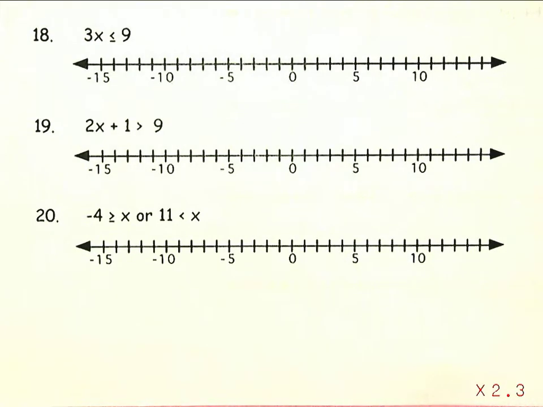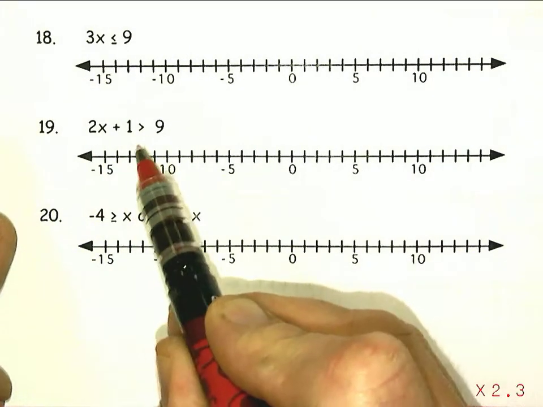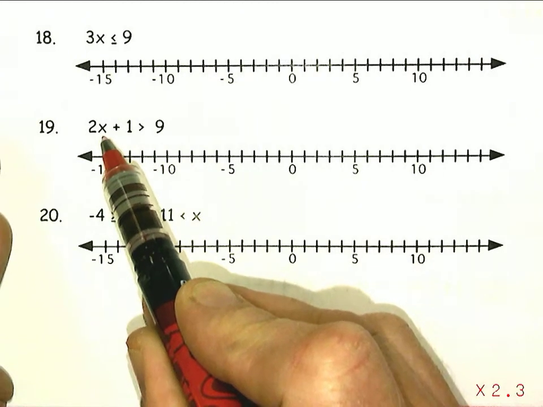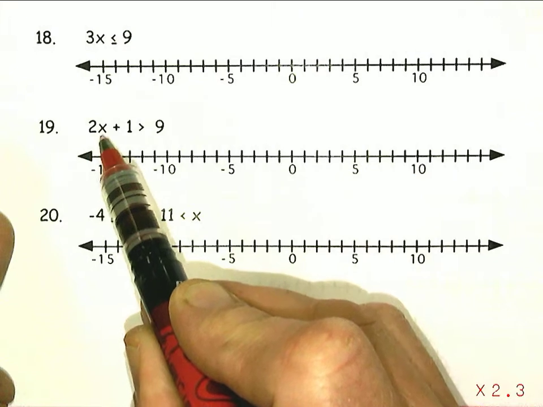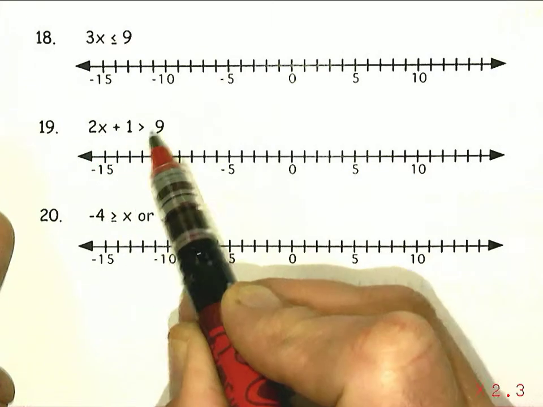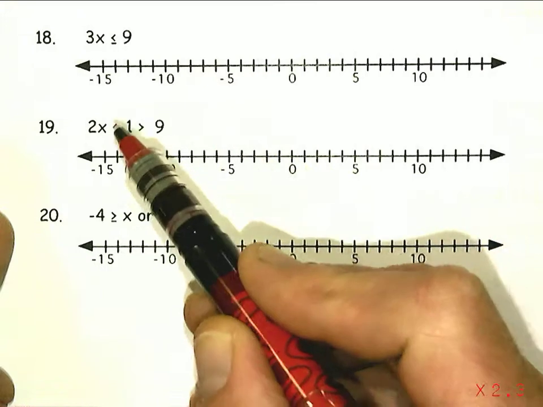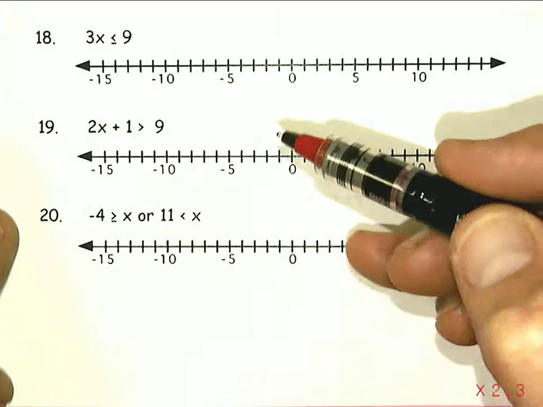So now we're going to look at a little bit more complex problem, number 19, where we really have an inequality that we need to solve and then graph the solutions for x. So again, we're looking for anything that makes this true, anything where we can take 2 times x plus 1 and get something greater than 9.